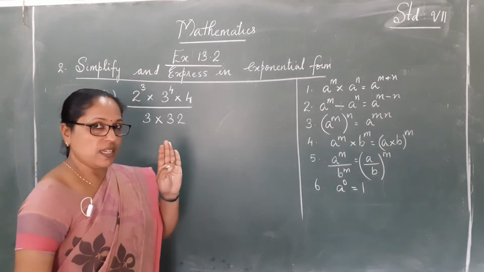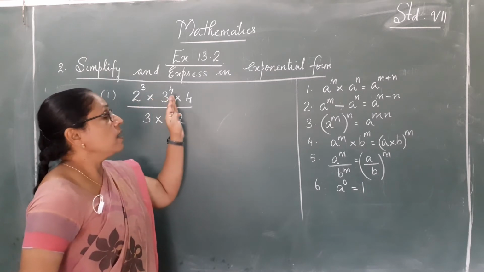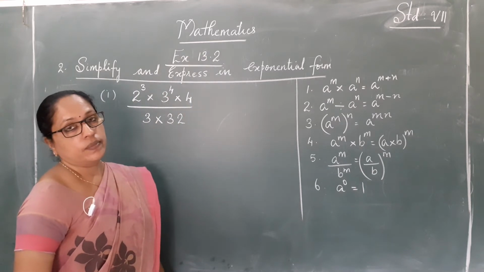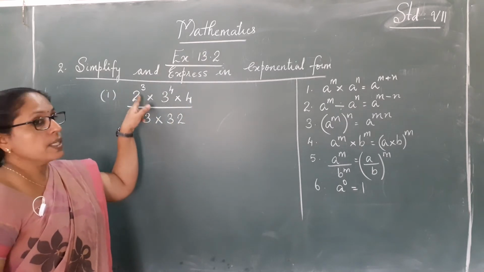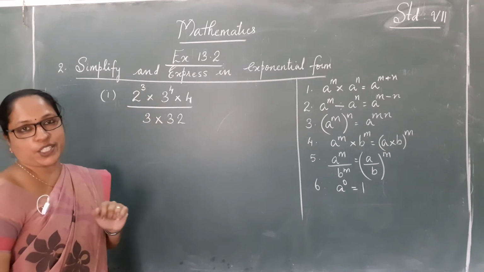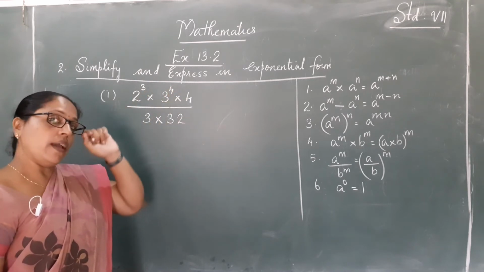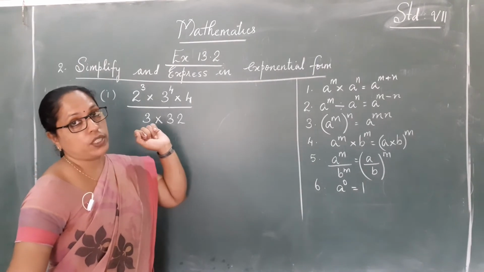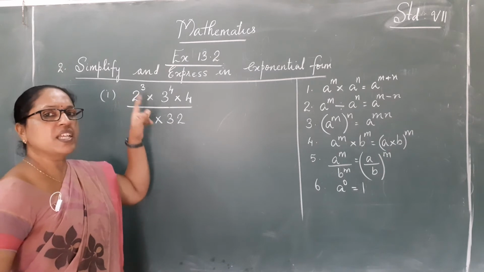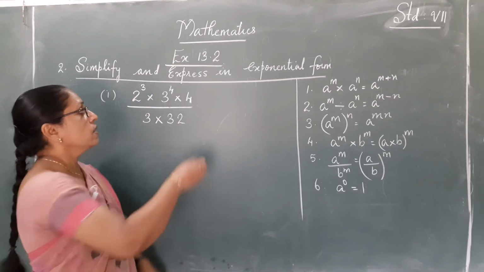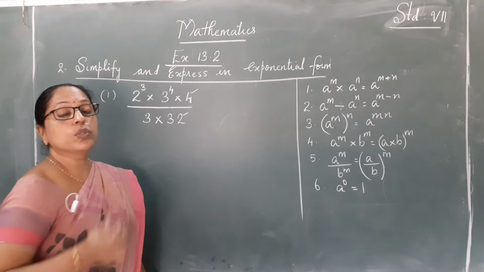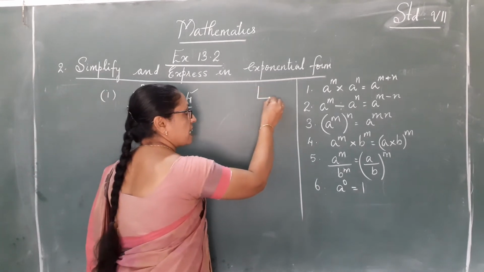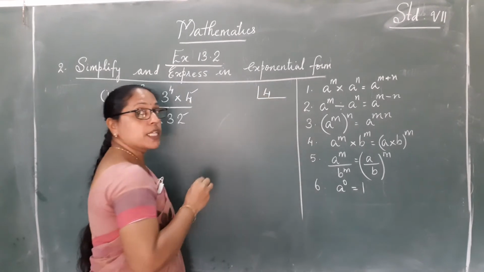What we have to see is, in the question, all numbers should be expressed in exponential form. Check this question, 2 raised to 3. It is in exponential form, right? 3 raised to 4, exponential form. But 4 is not in exponential form. 3 means 3 raised to 1, and 32 also. 4 and 32 are not in exponential form. So we have to factorize and make it into exponential form.